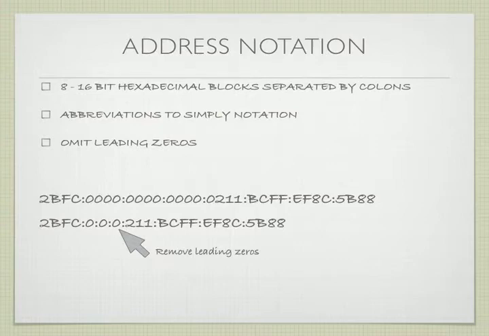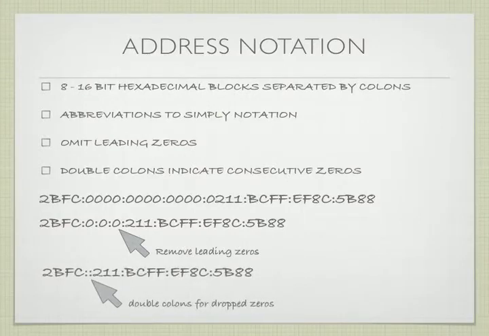The next step in abbreviation is to use a double colon to indicate that everything between the 2 colons is zeros. So in this case we have 3 zeros in a row, so we drop all the zeros and just do a double colon. And now we can see in the bottom address we have 1, 2, 3, 4, 5 instead of 8 sections in our address. So that means we know there are 3 zeros missing. And you know where they belong.